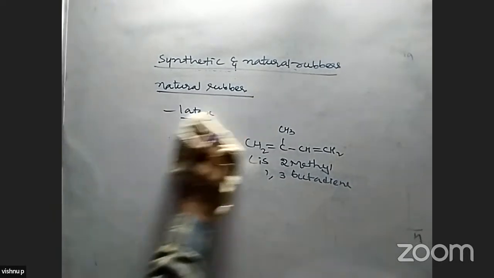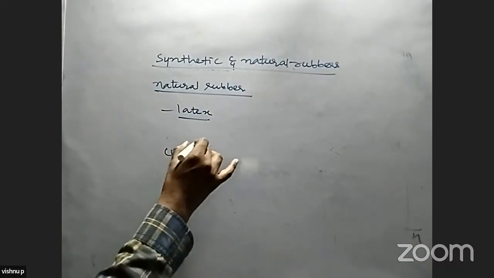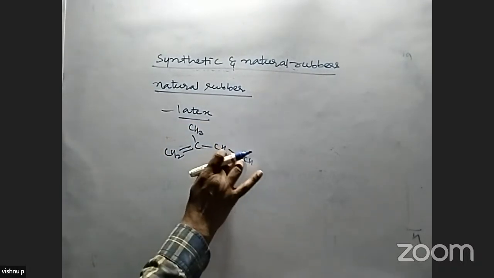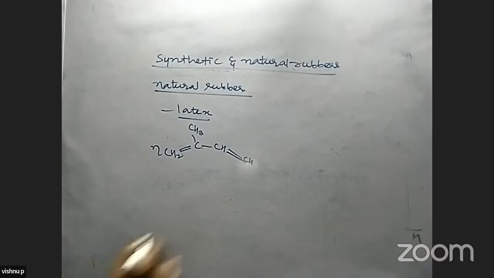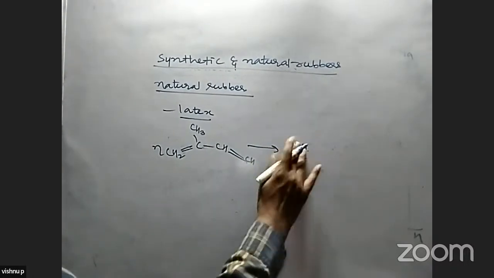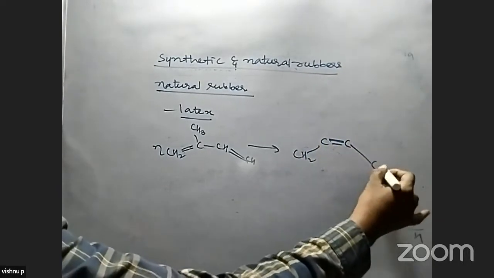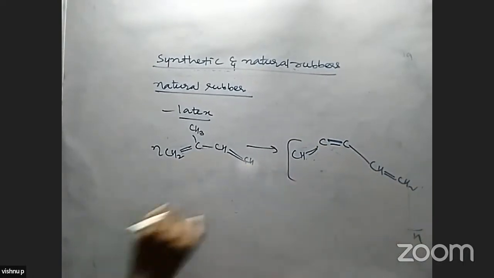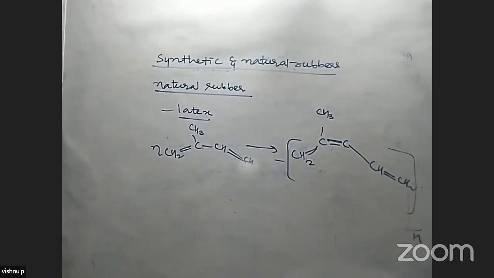So many isoprene units are combined in the polymerization process. It is CH2 double bond C, here CH3, CH double bond CH2. N number of molecules are combined by addition polymerization, and this compound is formed, which is called natural rubber. Here in this combination, natural rubber is obtained with n number of molecules. Here the CH3 group is present. So natural rubber is obtained in this process.